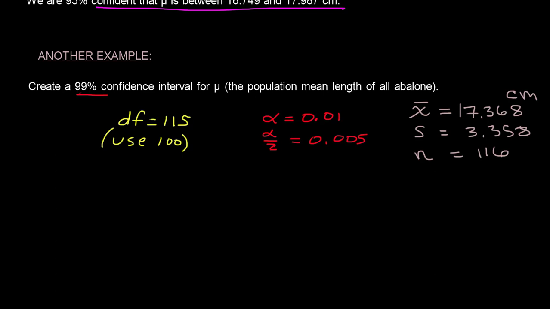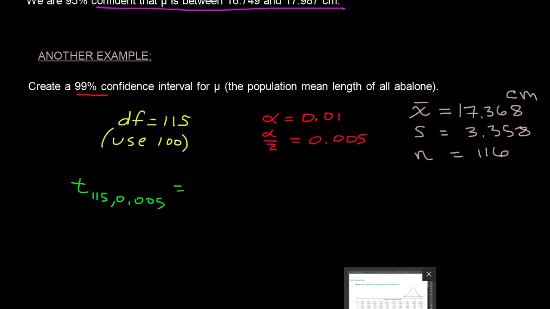Now I know where to go on the t-table. We're going to go to the appropriate degrees of freedom. I'm going to write 115, but we know we need to go to 100. And the column that says 0.005, that corresponds to 99% confidence. Let's take a look at our t-table.